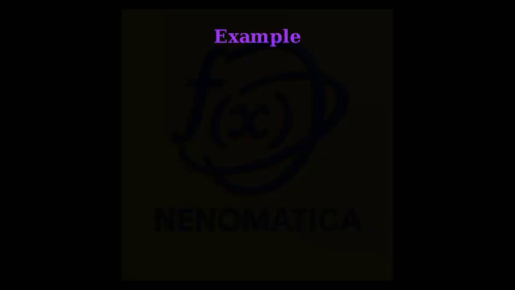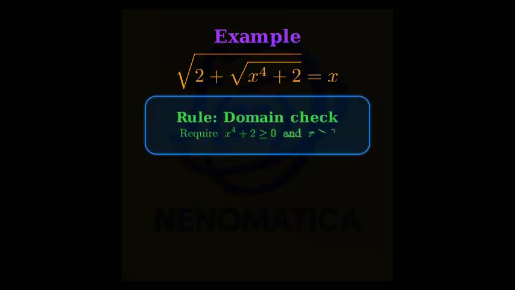Here is the problem statement. Step 1. Determine the domain. The inside of each square root must be non-negative, and because a square root equals x, the right side must also be non-negative. From this we obtain our domain condition.